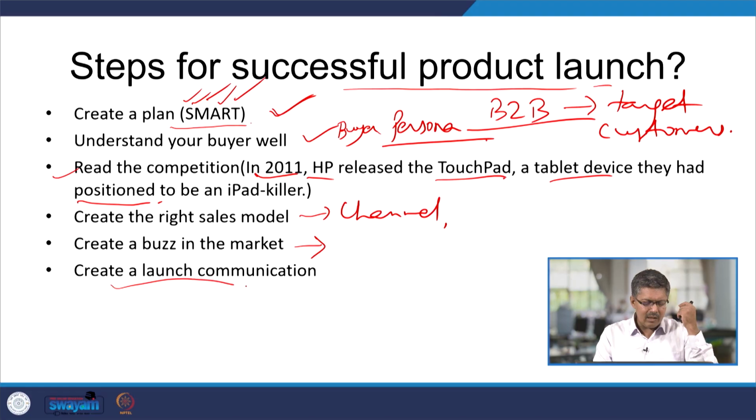And finally, the last step is to launch the communication program. How you want to communicate, what you want to communicate to your target customer, that has to be clearly launched. So, these are the 6 steps which every marketer should be very careful about before the product launch, because once the product is launched they cannot take it back, it is not so easy, and if they have to, then that is only a loss for them.